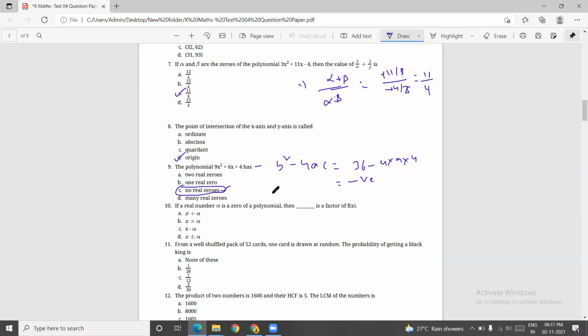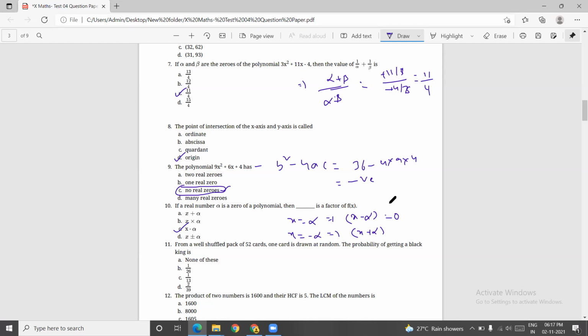If a real number alpha is a zero of a polynomial, then which is a factor: x minus alpha, x into alpha, x plus or minus alpha, x plus alpha? If it is alpha, x minus alpha is the factor, because you substitute x equal to alpha, that is x minus alpha is equal to 0. So x minus alpha is the answer here.